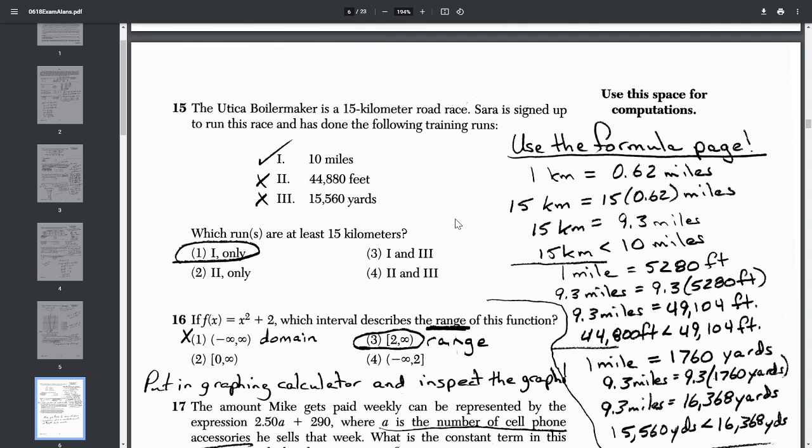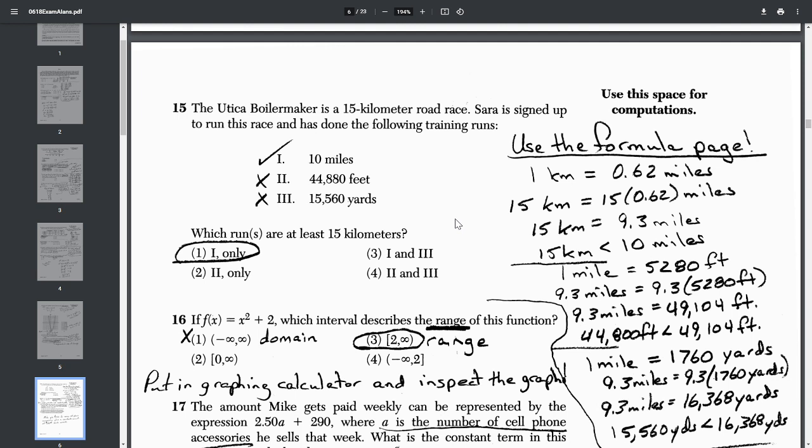Number 16 wants to know the range of this function. So to find the range of a function, you just need to graph it and then see how far up and down it goes. So choice 3 shows that this graph never goes below a y of 2, and it goes up and up and up forever, right?